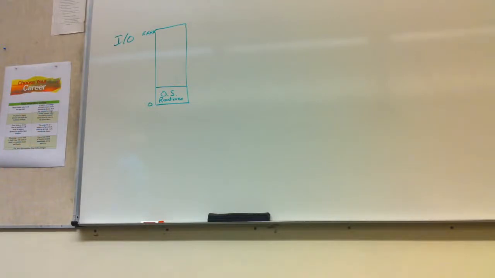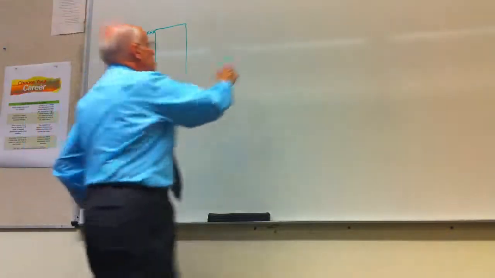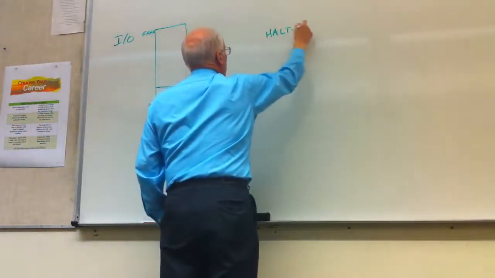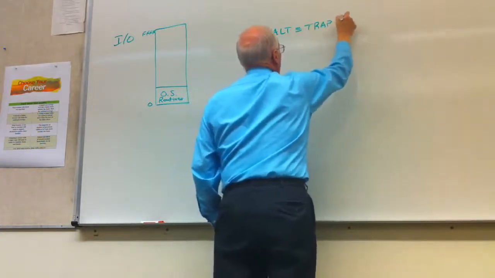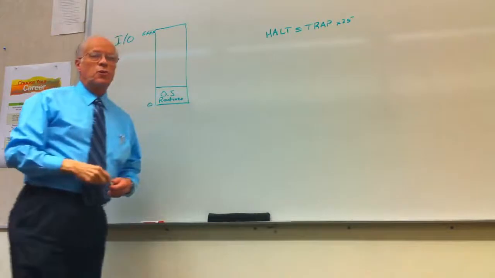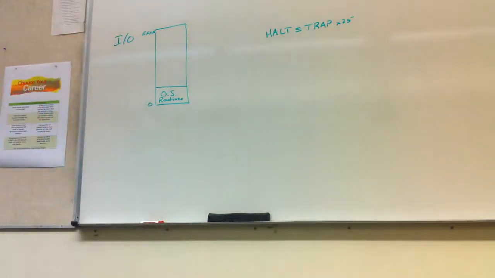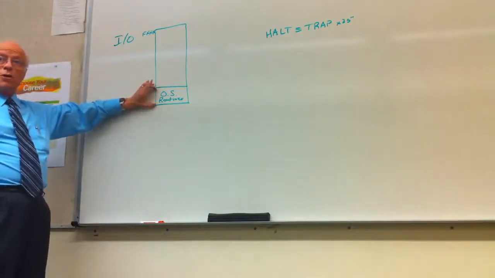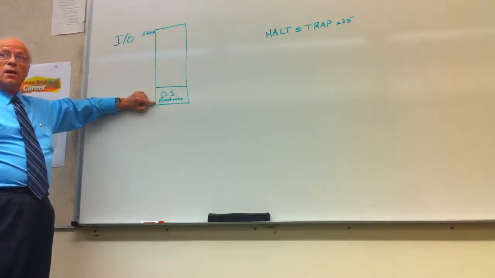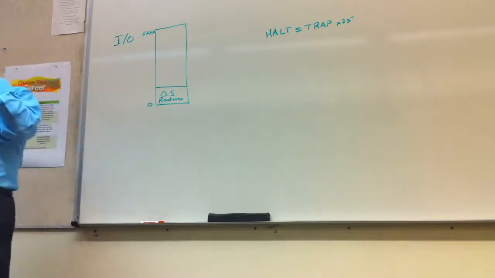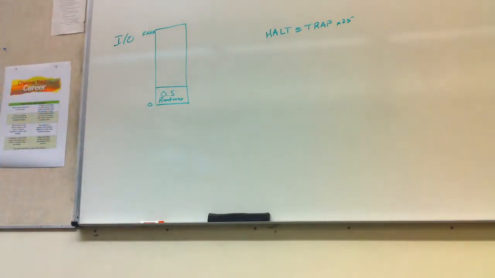For example, when you do the halt, you remember the halt is actually equivalent to a trap X25. What does the 25 mean? It means that if you go down into these low numbered memory locations, specifically to memory location 25 hex, there is contained in that memory location the starting address of the routine that's used to shut the system down.